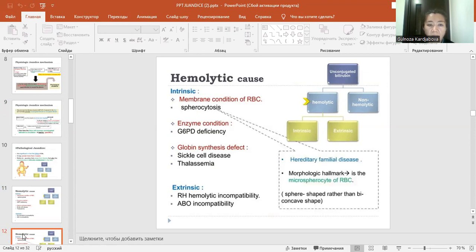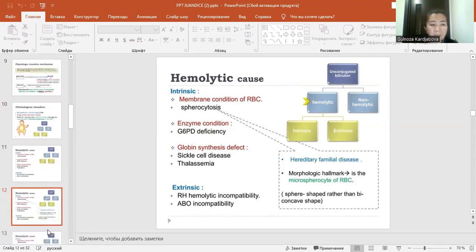So, hemolytic causes, intrinsic causes. Let's discuss spherocytosis. It is a hereditary familial disease. Morphologic hallmark is the microspherocyte of red blood cells, sphere-shaped rather than concave-shaped erythrocytes, that cannot take oxygen on their surface, and they very quickly break down.